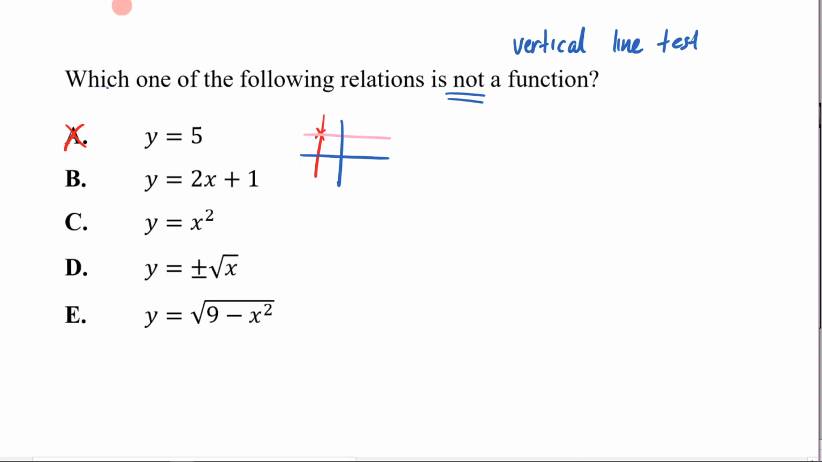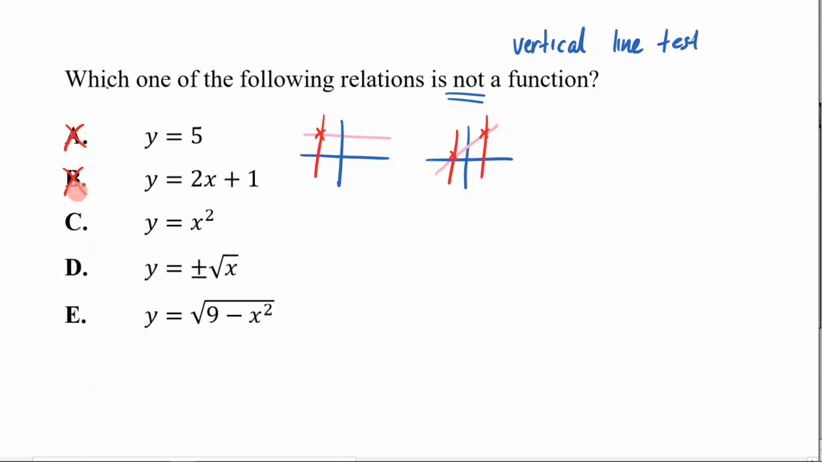If we then were to go on to our next one, which is B, again, we know it's just going to be a straight line. So it's going to look something like this. Let me just quickly get my pink again. It's going to look like that. And that too is only ever going to touch a vertical line once. So remember, the vertical line test tells me wherever I draw this, it's only ever going to touch it once. And that's true. So B is out.